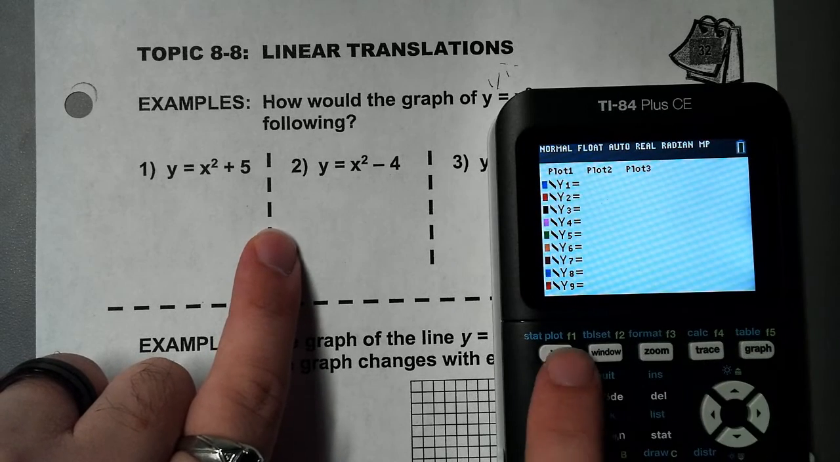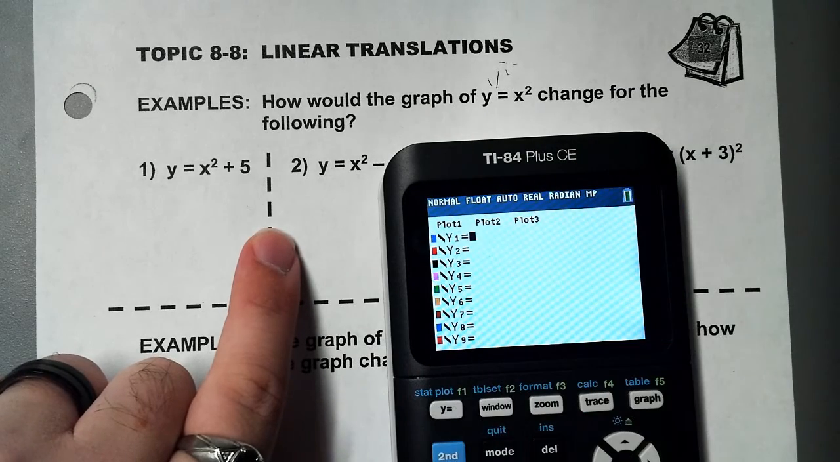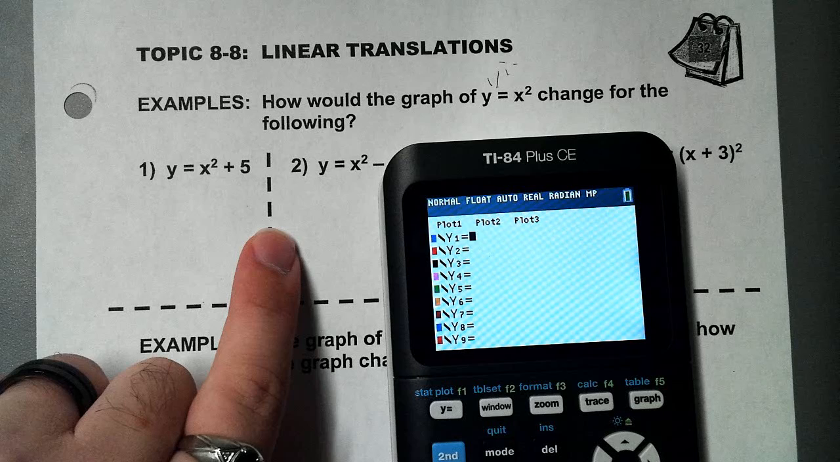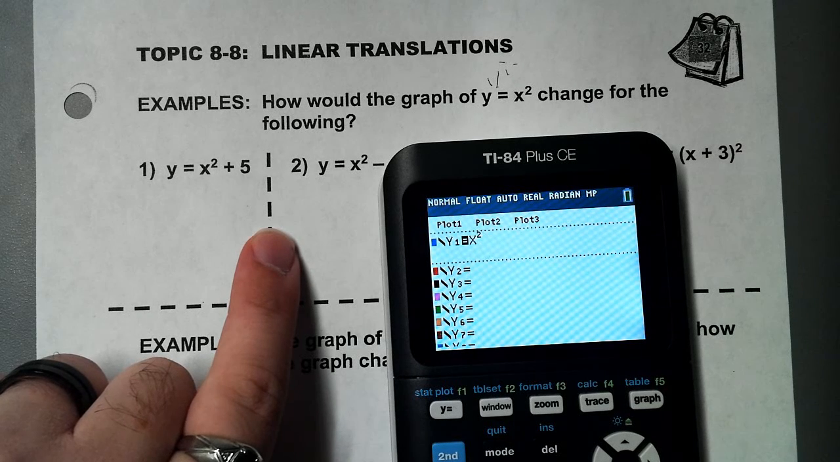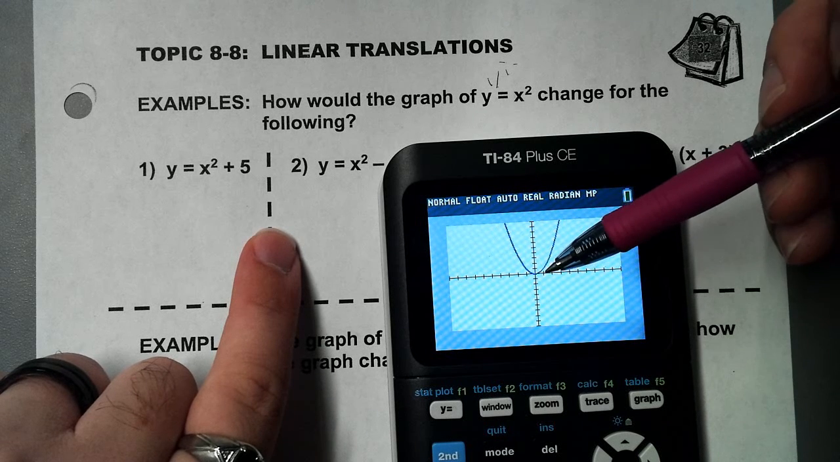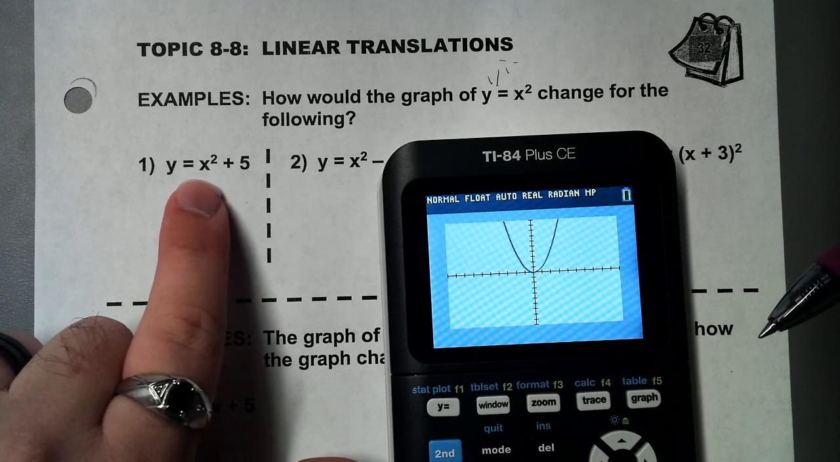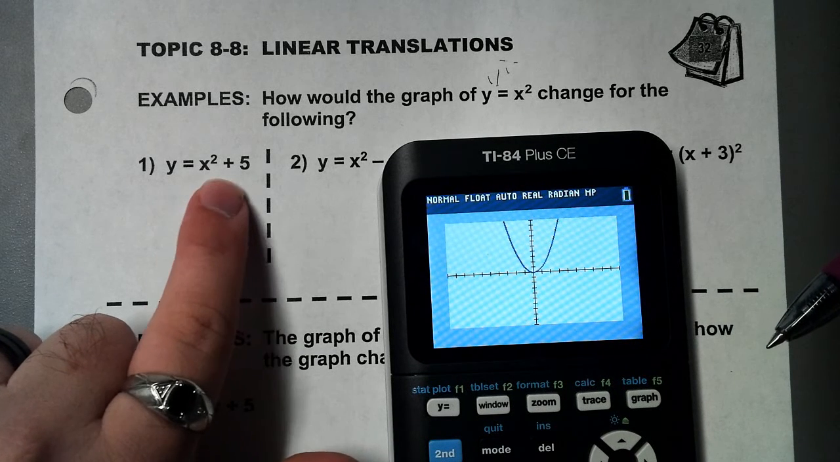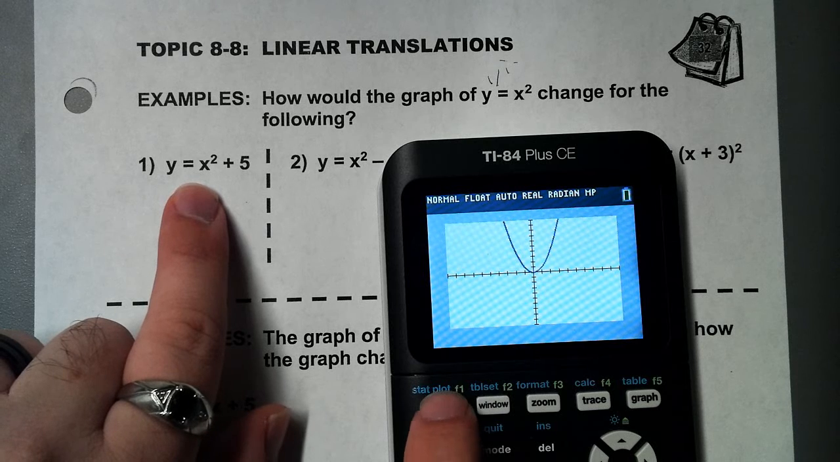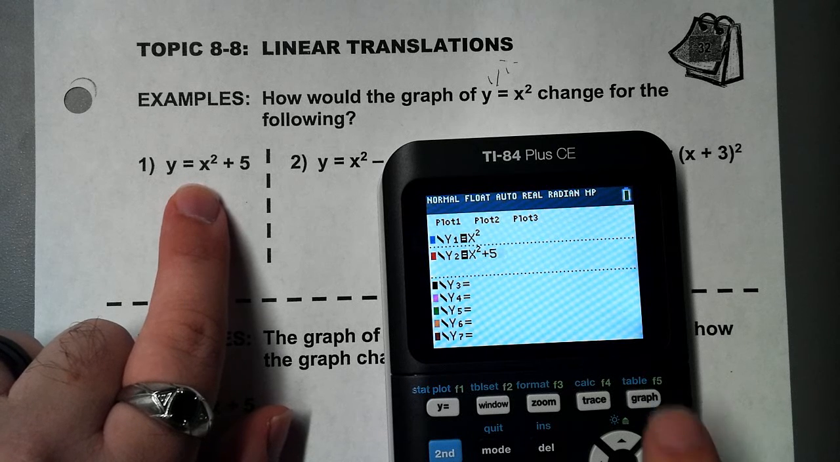All you got to do is push this button, pull up the menu, and let's start out with our parent function y equals x squared. Okay? And let's look what that graph is going to be. So we've got a parabola, and it crosses right there at the origin. Now, let's type in this one, x squared plus 5, and see what happens. So go back to y equals, and let's type in x squared plus 5, and hit graph again.